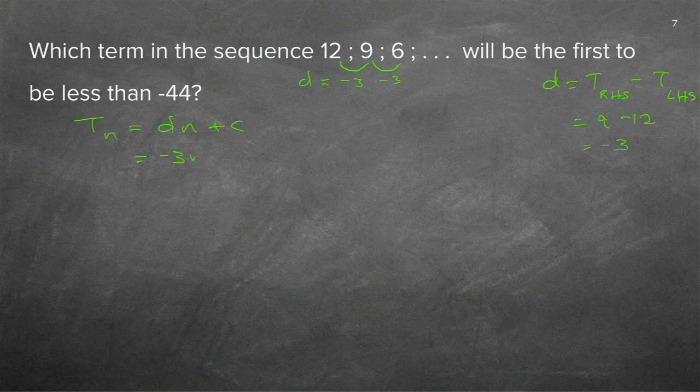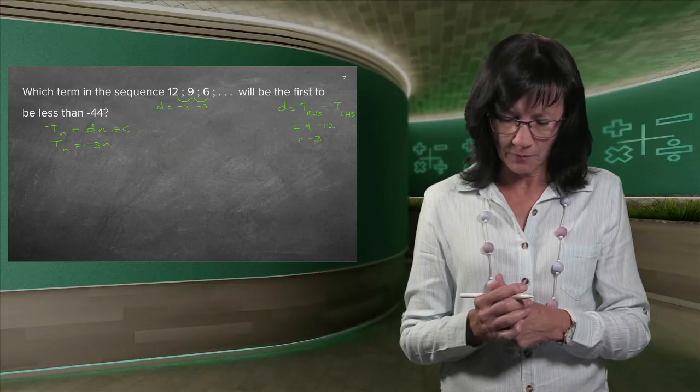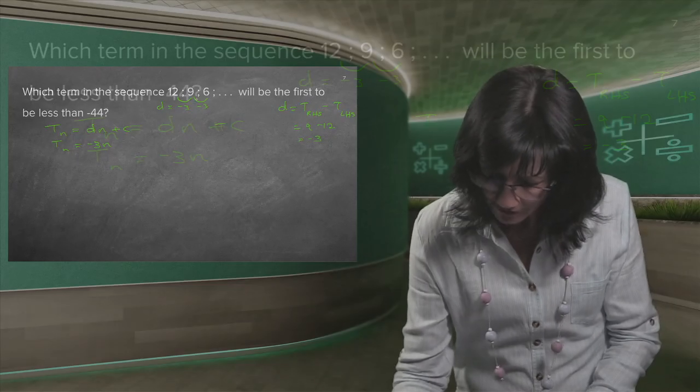Minus 3n. Okay, let's just stop here. You remember there's now two ways of getting the c. I can either test term 1 and find out what the c is, or I'm just going to do it in my head. Let's just do it here.